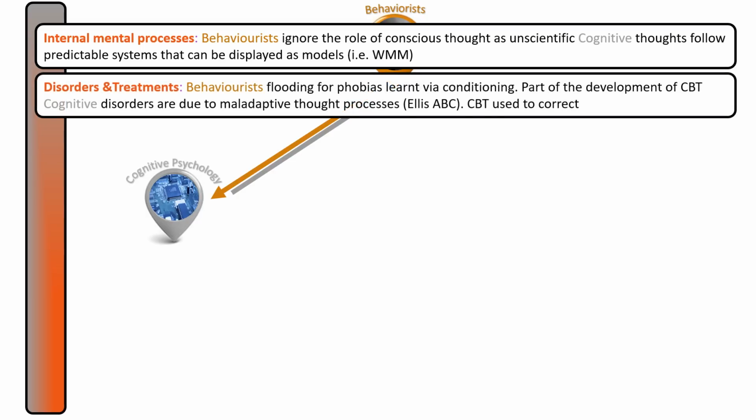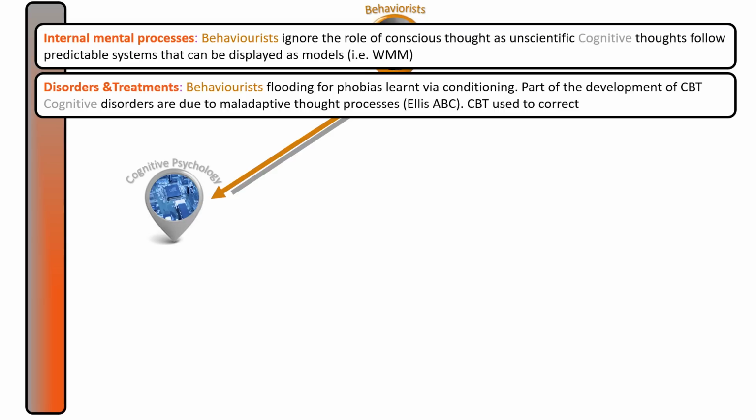One example of a treatment by behaviourists is flooding. This uses phobias that are learned via classical conditioning, and it was also used by behaviourists as part of the development of CBT, as was cognitive psychology. Cognitive psychology, however, suggests that disorders are due to maladaptive thought processes, and is treated through cognitive behavioural therapy, such as Ellis's ABC model. Have a look at the psychopathology unit for a more in-depth look at different disorders and treatments of these two approaches.